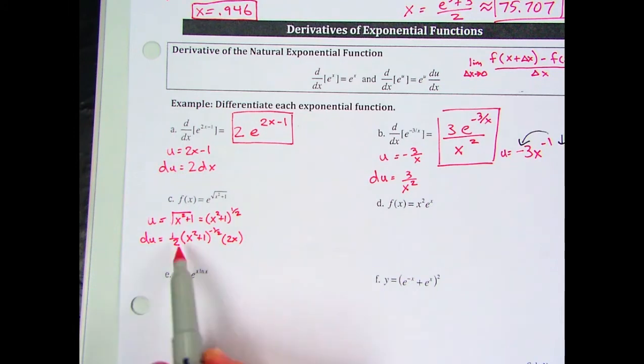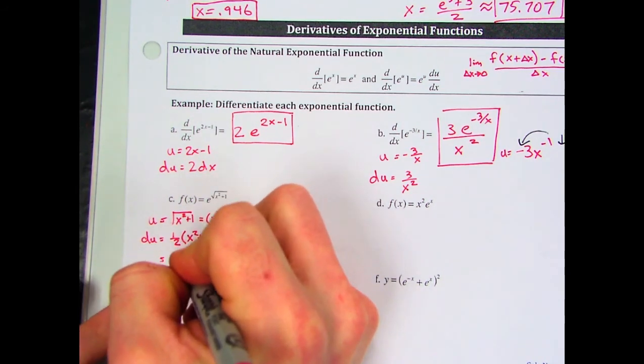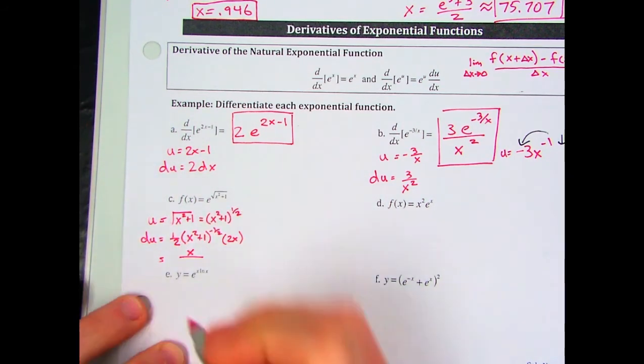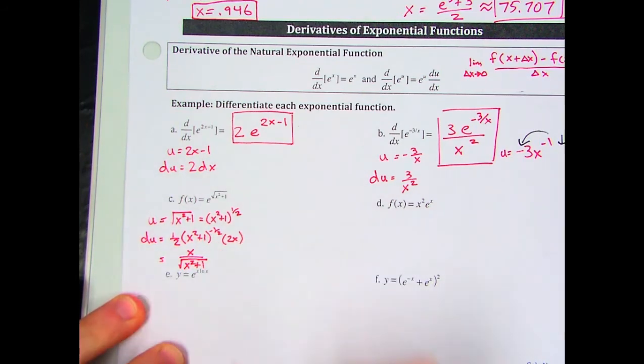Okay. So you can see 1/2 times 2 is going to cancel. And then x squared plus 1 to the negative 1/2 will just go into the denominator. Exactly. So x over, and we can change this back into a square root then. You just times all that by e to the power of 2.